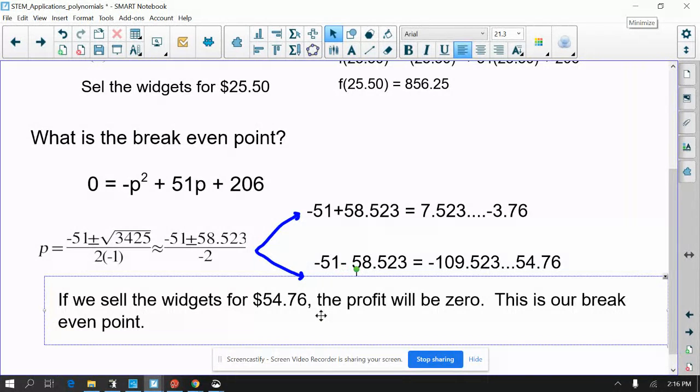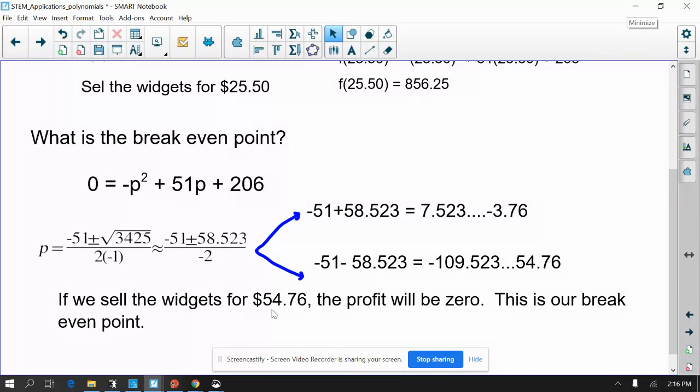So that's our break-even point. We're bringing in money because we're selling them for $54.76, but all the money we're bringing in doesn't overpower the cost to make these things, and so everything just cancels out. So we're just spinning our wheels. We're not making any money.